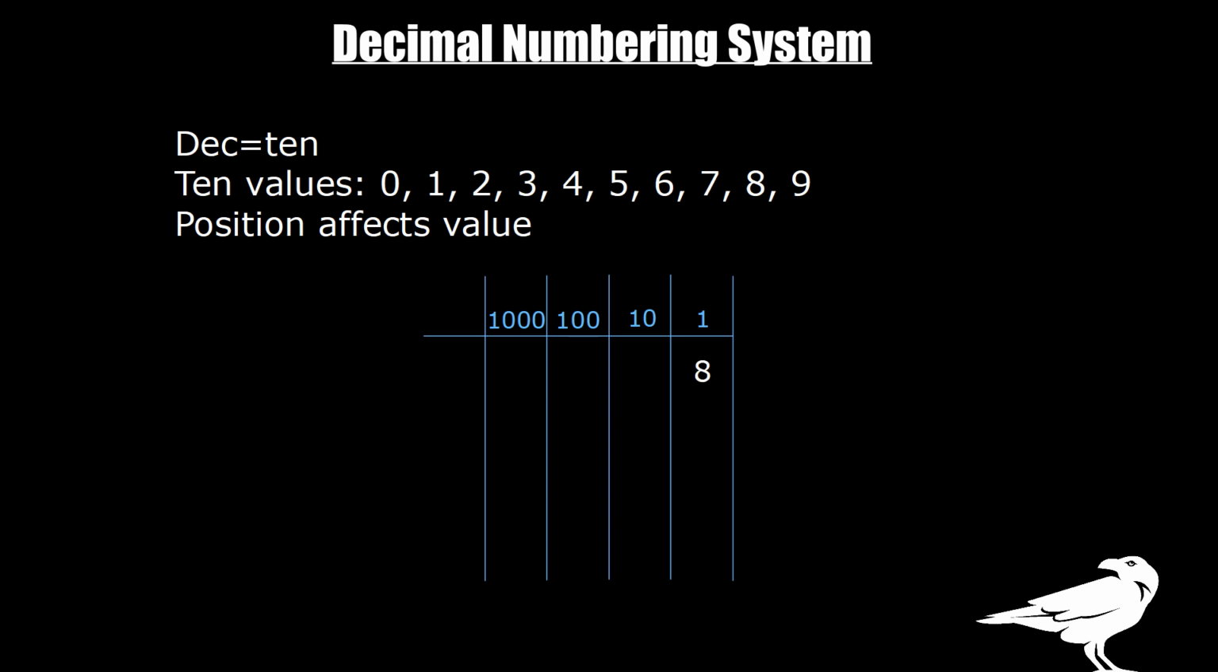So if I stick an 8 under the 1 column, it means I've got 8 ones. If I stick an 8 under the 10s column and a 0 under the 1s column, it means I've got 8 10s and 0 1s. Stick an 8 under the 100s, a 0 under the 10s, and a 1 under the 1s, means I've got 8 100s, 0 10s, and 1 1.